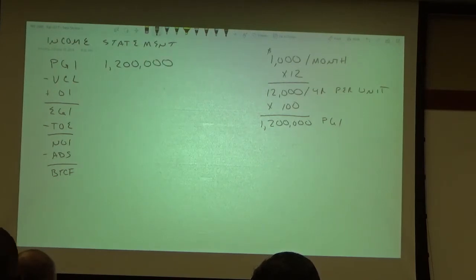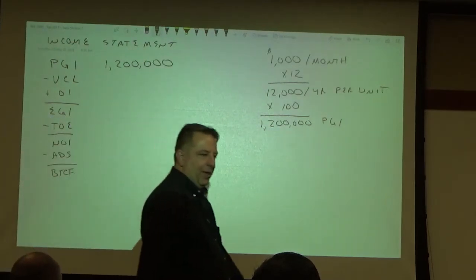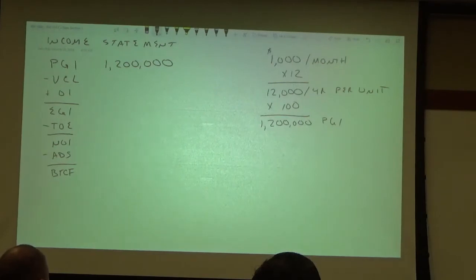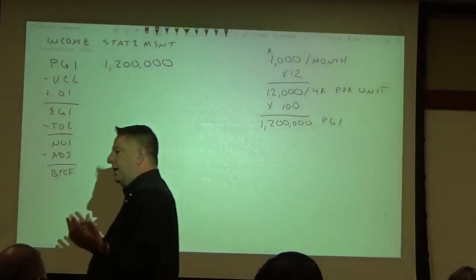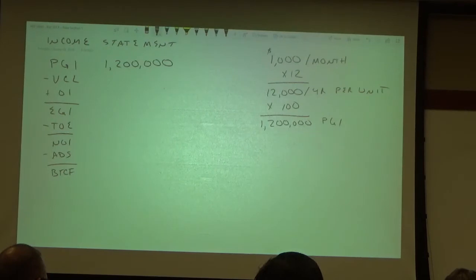All right, 1.2 million. Everybody comfortable with that and what that represents? Okay. Now, from that, if this is a brand new property, we've got to go out in the market and make some determinations about what lease-up periods are, what the average vacancies are for other similar properties, that sort of thing.